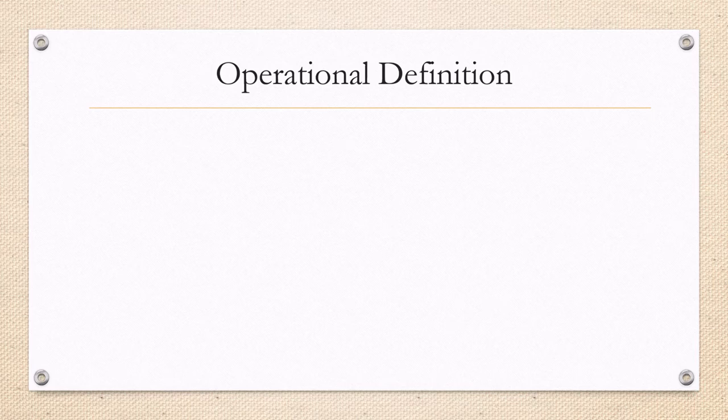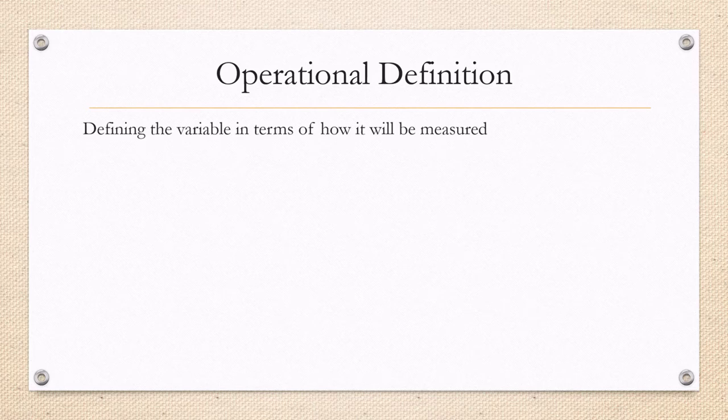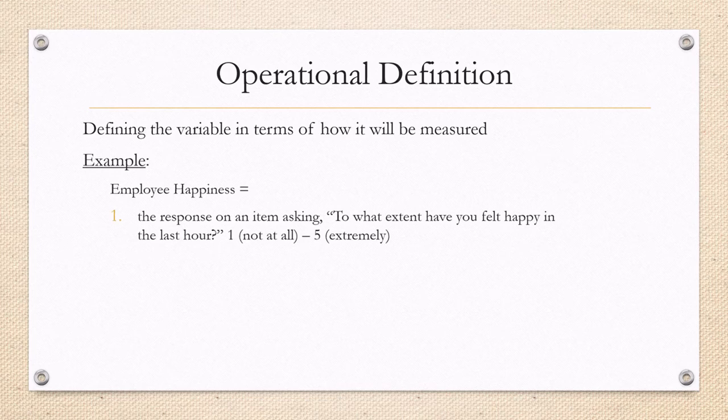So we need to put our constructs into a measurable form. We call this measurable form an operational definition. It is defining the variable in terms of how it is measured. An example of this could be employee happiness, measuring this in terms of a response on an item asking, to what extent have you felt happy in the last hour, on a scale of 1, not at all, to 5, extremely. Another option could be the number of times a person smiles in a 10-minute period. This would then get coded by some observer, either directly or via a videotape that had been taken.